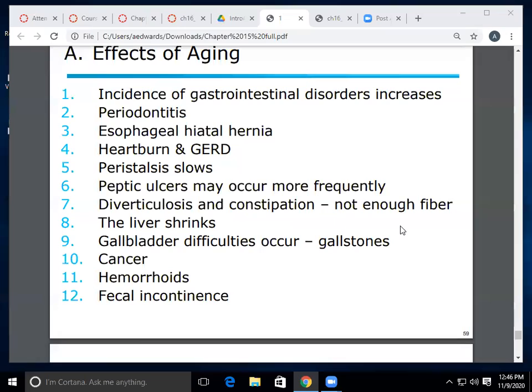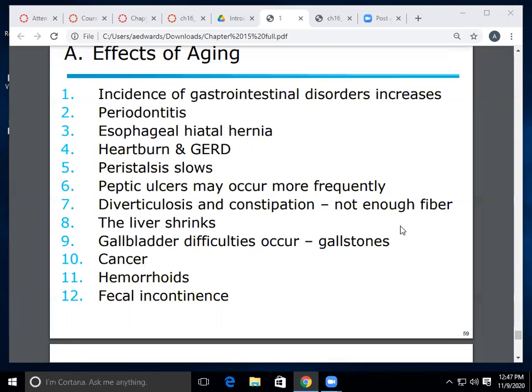increased incidence of disorders that affect the gastrointestinal tract. Okay, periodontitis, which has to do with the teeth, right? Getting inflammation in the teeth area. All right, dental issues. Getting esophageal hiatal hernias. Okay. Heartburn. And that GERD we mentioned in one of the previous videos. Peristalsis slows. Remember, peristalsis is that kind of involuntary rhythmic movement of food down your esophagus and down your digestive tract. All right. You may get more frequent peptic ulcers, as that lining of the digestive system gets worn out over time. Constipation, diverticulosis, from not getting enough fiber in the diet.